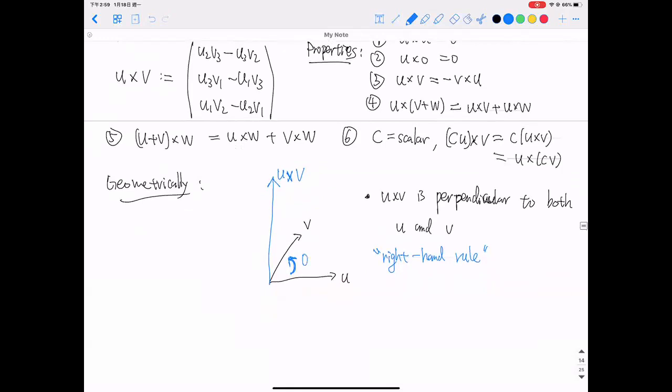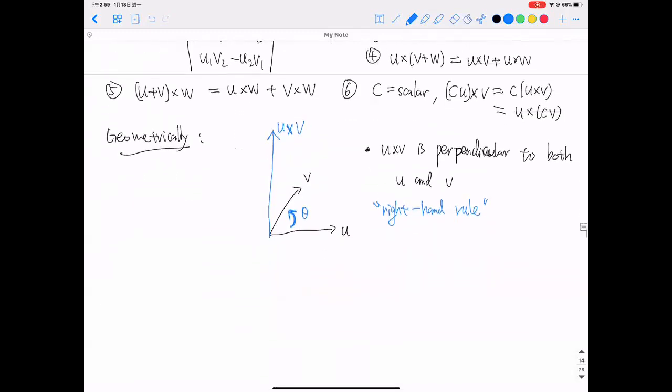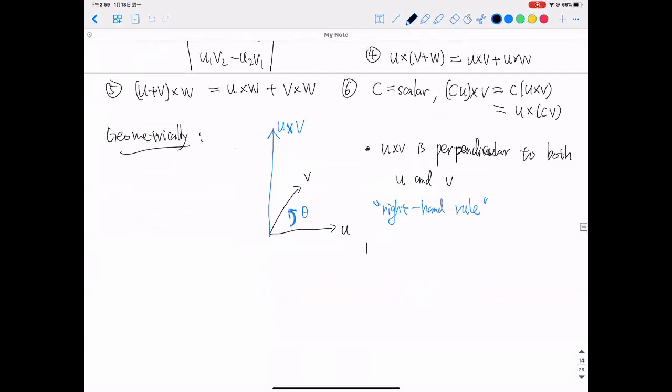Now again, if you put the vectors u and v this way, there's an angle theta, then there's still a property of cross product. There's the following property of cross product. If you consider the size or the length of u cross v, it's equal to the length of u times the length of v times sine theta. Okay. Again, theta being the angle formed by u and v.